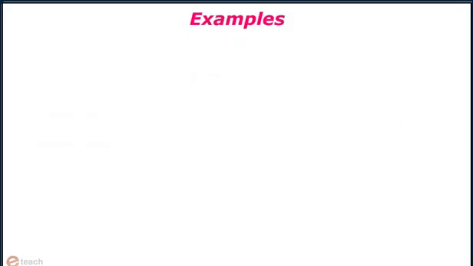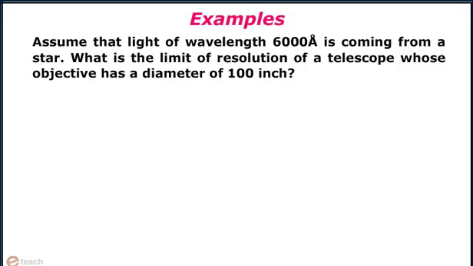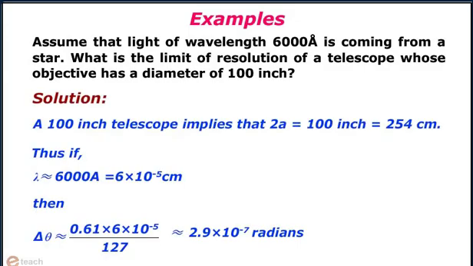Let us have an example. Assume that light of wavelength 6000 angstrom is coming from a star. What is the limit of resolution of a telescope whose objective has a diameter of 100 inch? Let us have the solution.